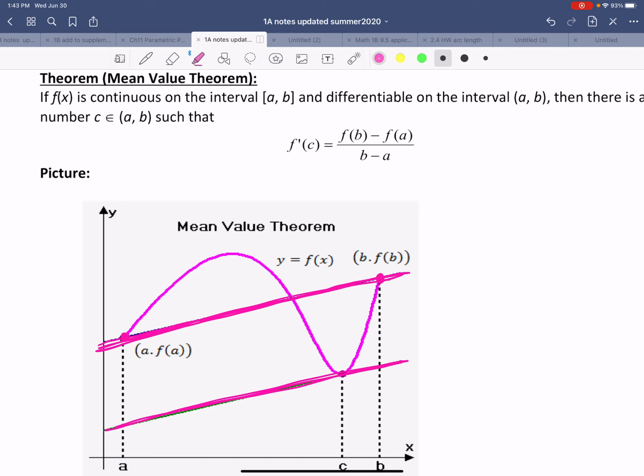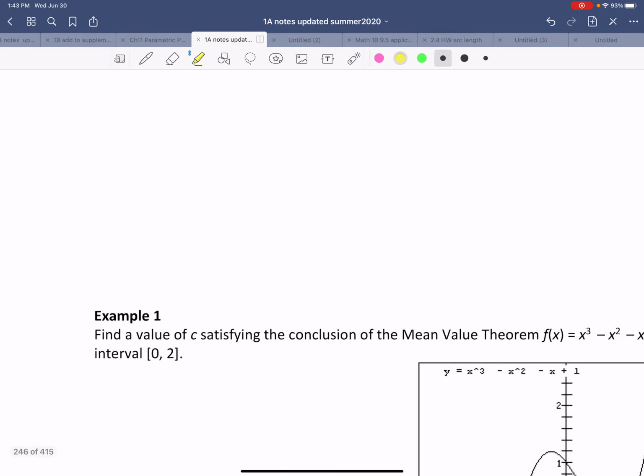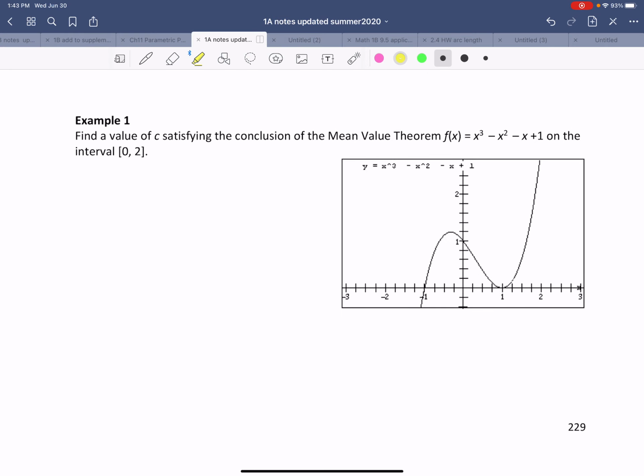So here's the statement of the theorem. The theorem says if f of x is continuous on the interval ab and differentiable on the open interval ab, then there is a number c in the interval ab such that f prime of c is equal to f of b minus f of a over b minus a. In other words, the average rate of change between the endpoints is equal to the instantaneous rate of change at a point in that interval.